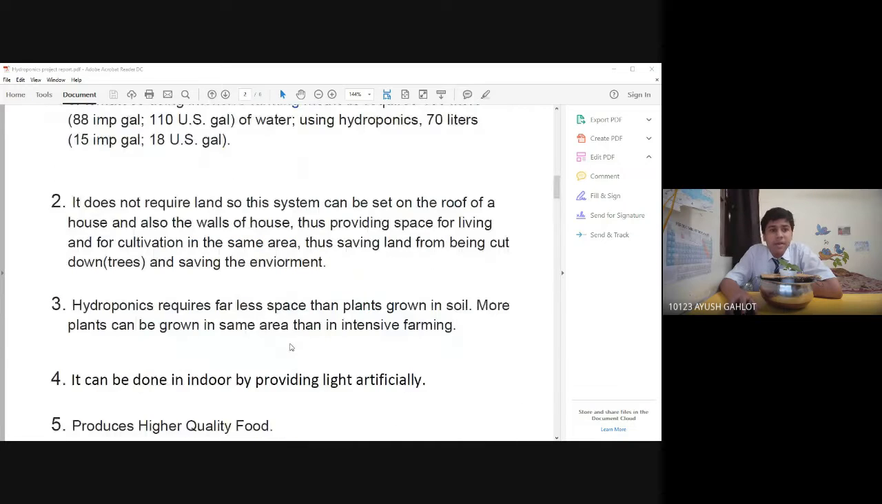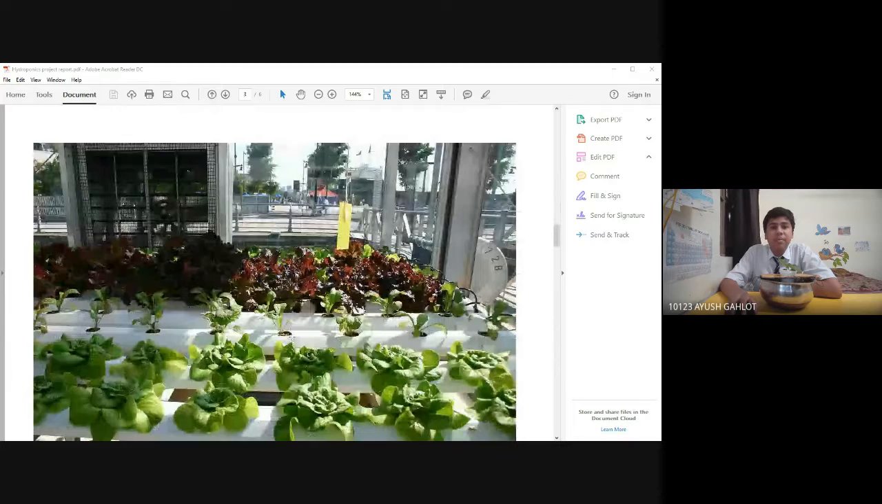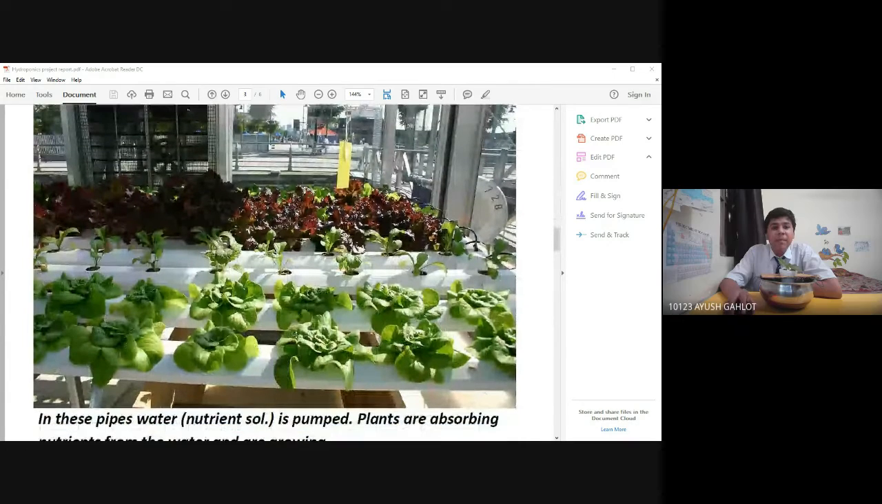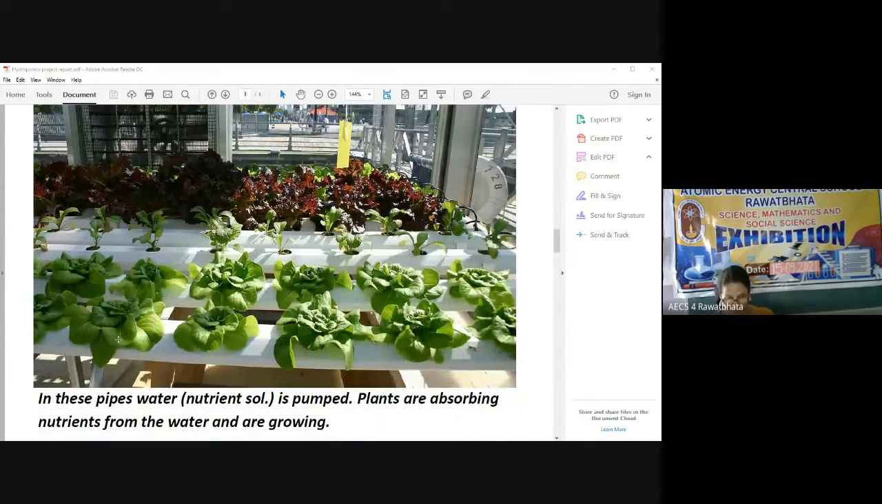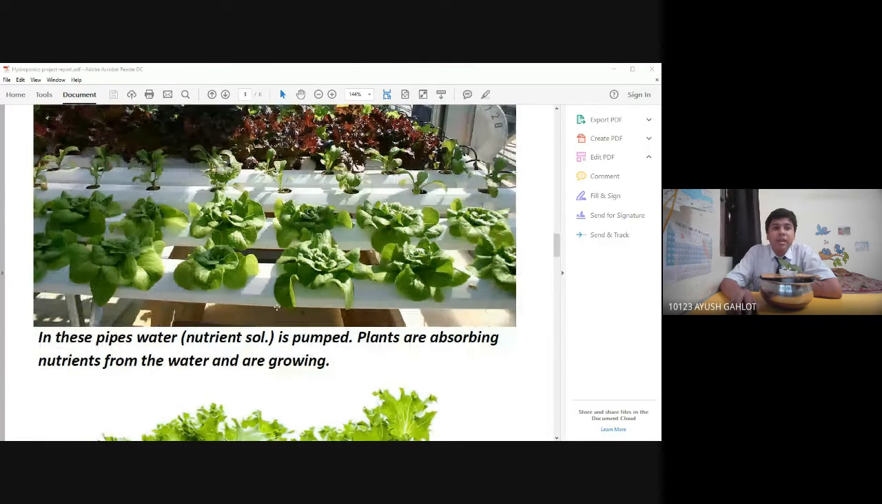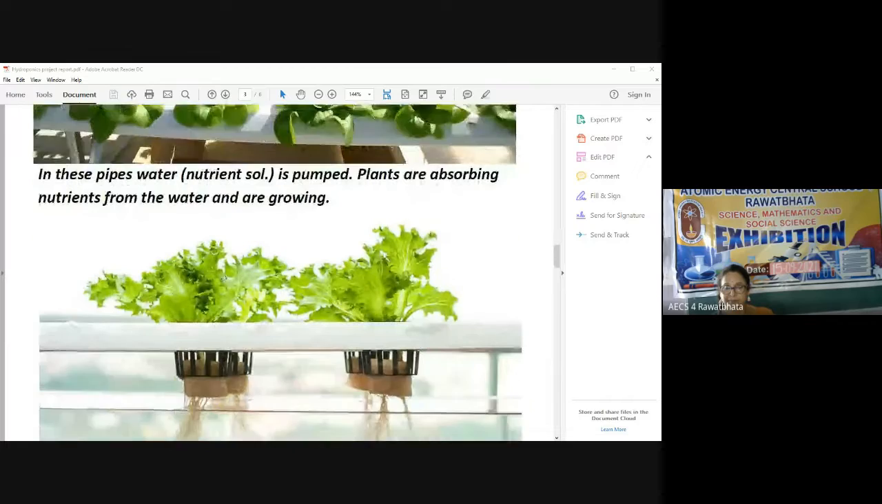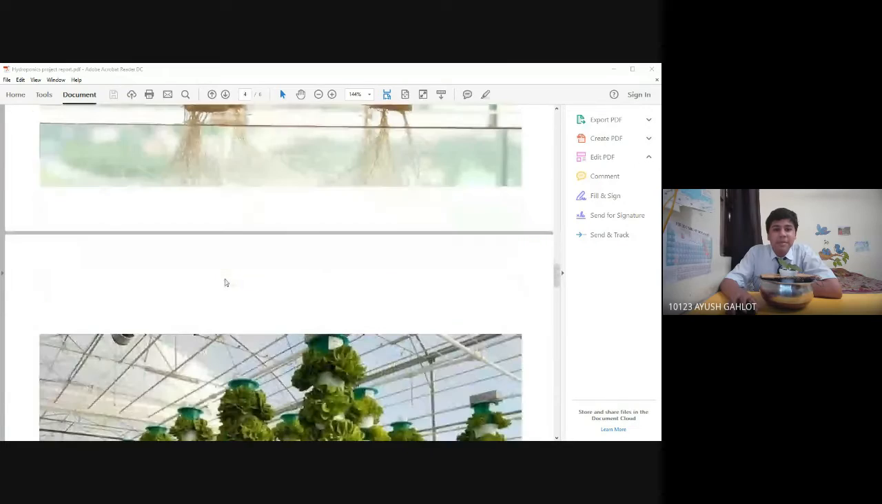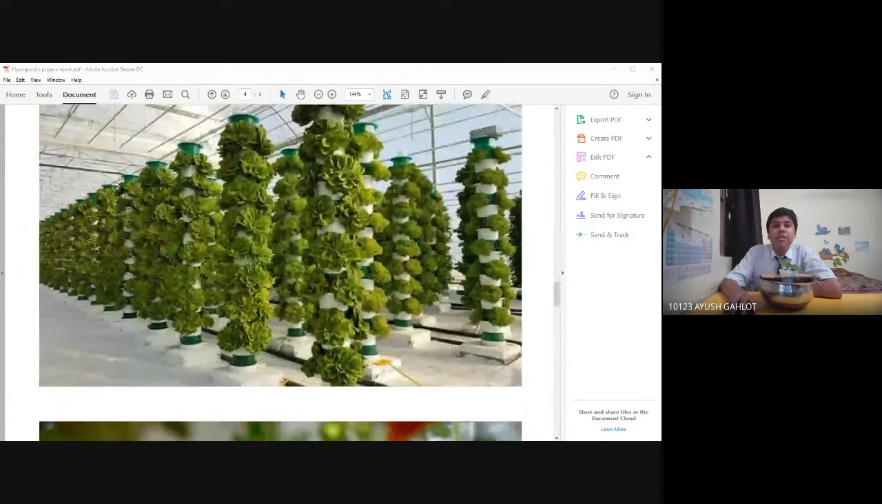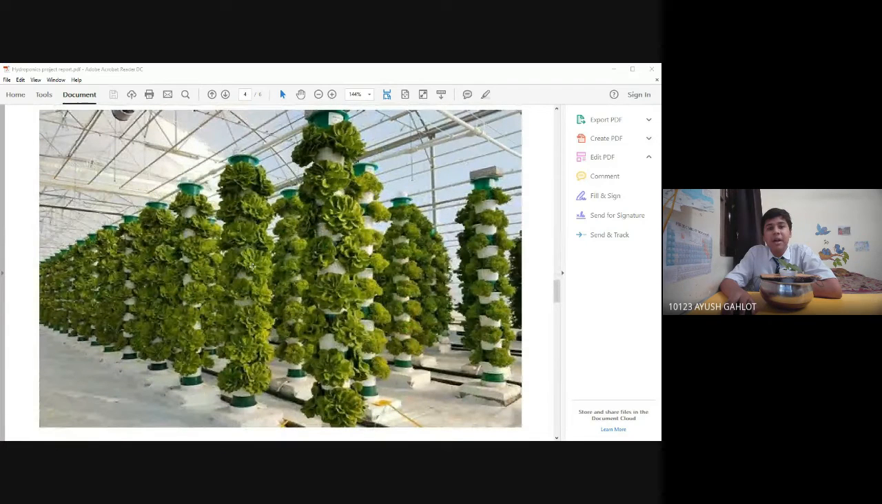We can do this in various places like this. In the pipes, in this pipe, water is running with nutrients, and the plant grows. This is lettuce, and we can also save the space and grow more plants in a particular way.